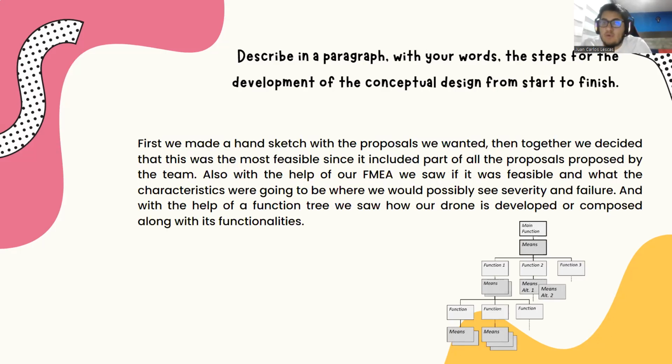Describe in a paragraph, in your own words, the steps for the development of the conceptual design from start to finish. First, we made a hand sketch with the proposal we wanted. Then together we decided that this was the most feasible since it includes part of all the proposals made by the team. Also, with the help of our FMEA, we saw if it was feasible and what the characteristics were going to be, such as severity and failure. And with the help of a function tree, we saw how the drone is developed or composed along with its functionalities.